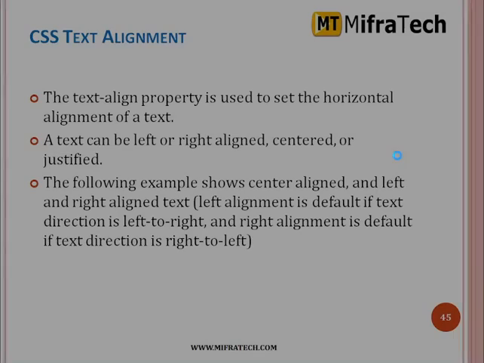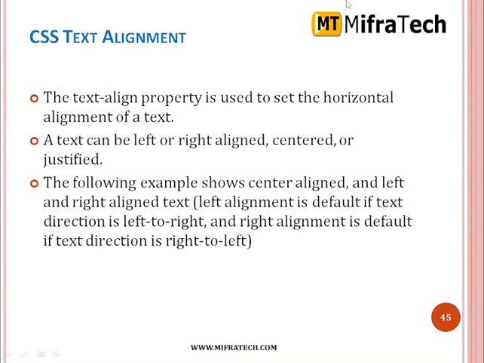Text alignment, where the text will be left or right. The text-align property is used to set the horizontal alignment of text. A text can be left or right aligned, centered, or justified. The following examples show centered, left, and right aligned text. Left alignment is the default alignment; when we want right alignment, we have to put it in the coding part.